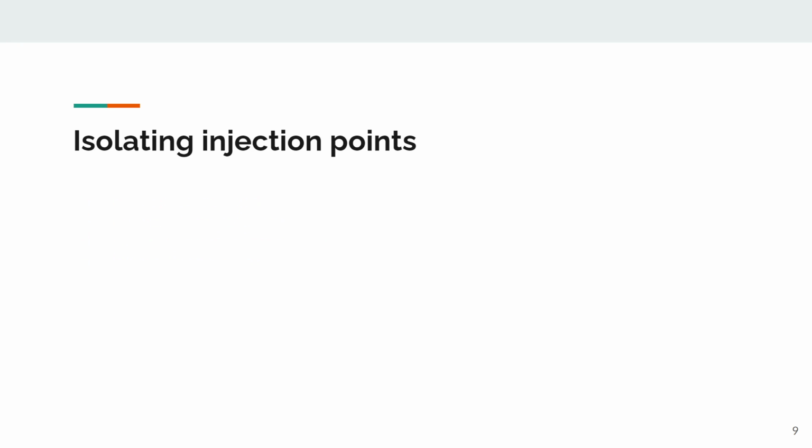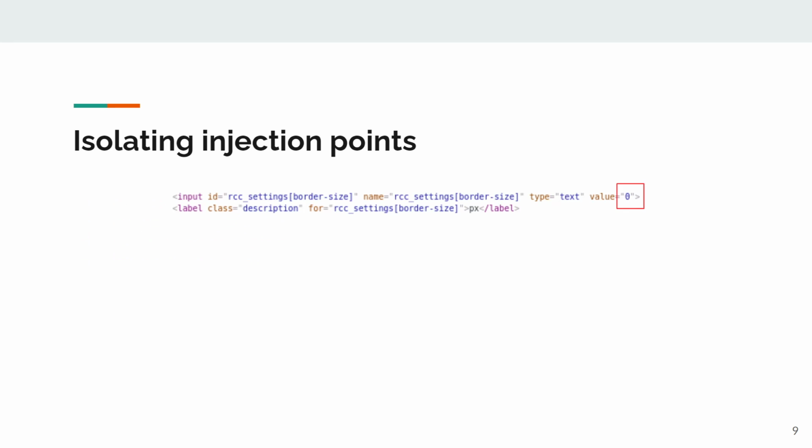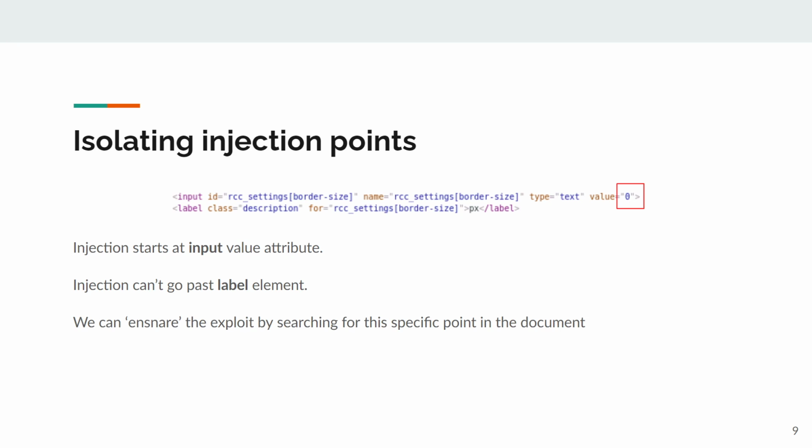For isolating injection points, let's go back to our example. In this case, we know that the injection starts at the input value attribute, and under some assumptions, it can't go past the label element. We'll talk about these assumptions a bit later. So we can ensnare this exploit by searching for this specific point in the document.